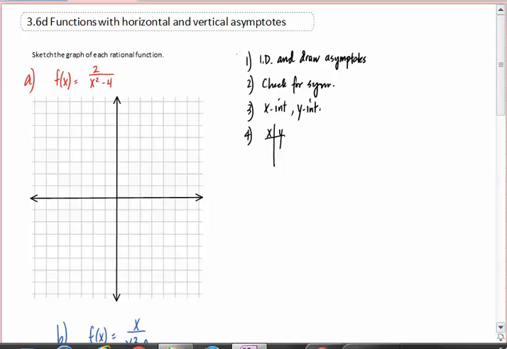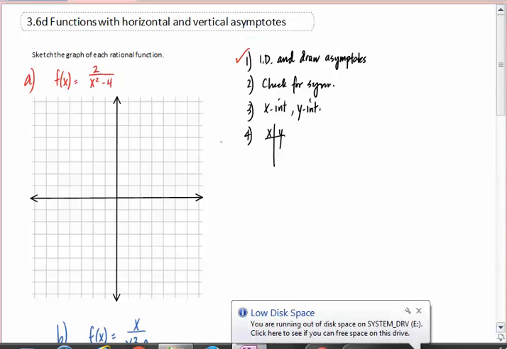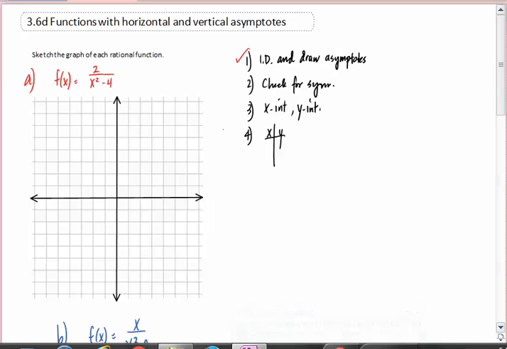First thing we're going to do is identify and draw the asymptotes. And it's important to actually go ahead and draw them, because when we get down to this step down here, it will dictate which numbers we're going to use for our input for our x. So let's go ahead and take a look.